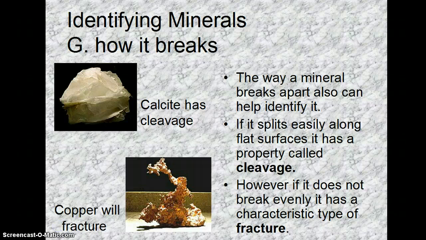Okay, how a mineral breaks. Minerals usually break in a very distinct way, and it can also help you to identify that type of mineral. If it splits easily along flat surfaces, it has a property that's called cleavage. If it does not break evenly, it has a characteristic that's called fracture. So if you notice the calcite above, it has very distinct flat surfaces on it, and that's called cleavage. And then below, the copper, you notice that there are no distinct flat surfaces on it, and it's just a fracture.